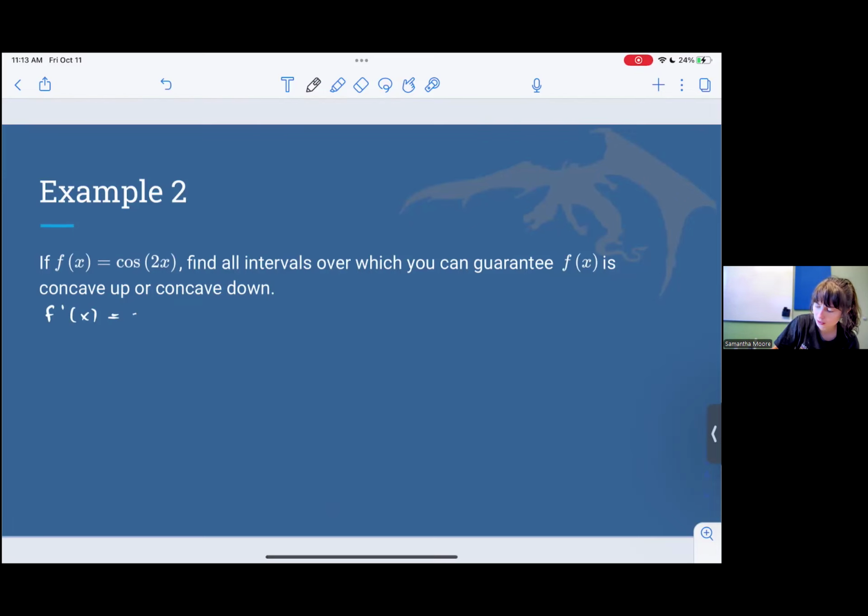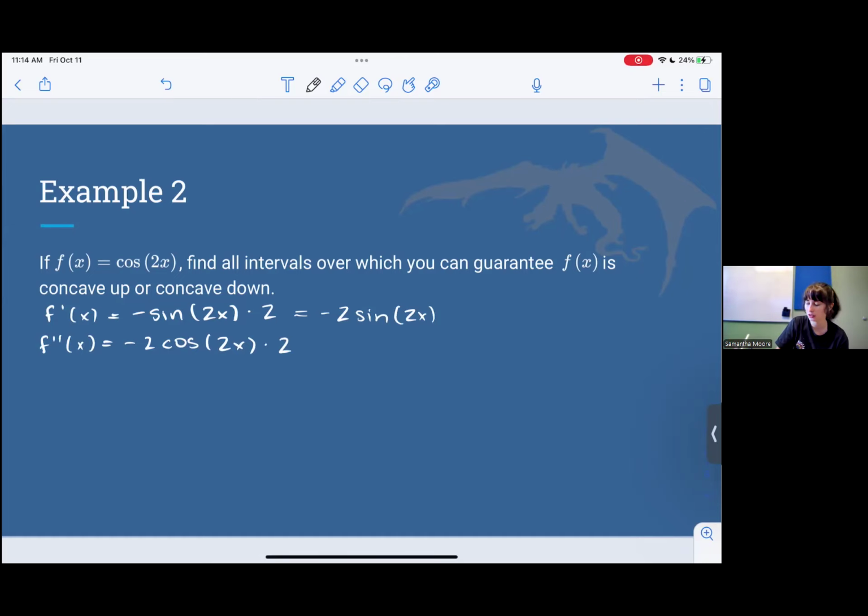So I'm going to have the derivative of cosine, plug in my inside function, times the derivative of my inside function. So I get -2 sine of 2x. And then for f double prime of x, I'm going to take the derivative of that, and I'm going to again have a chain rule going on. So my -2, my constant, comes with me, and then the derivative of sine, which is cosine, plug in my inside function, and then multiply by the derivative of my inside function. So by chain rule, in total, I should be getting -4 cosine of 2x.